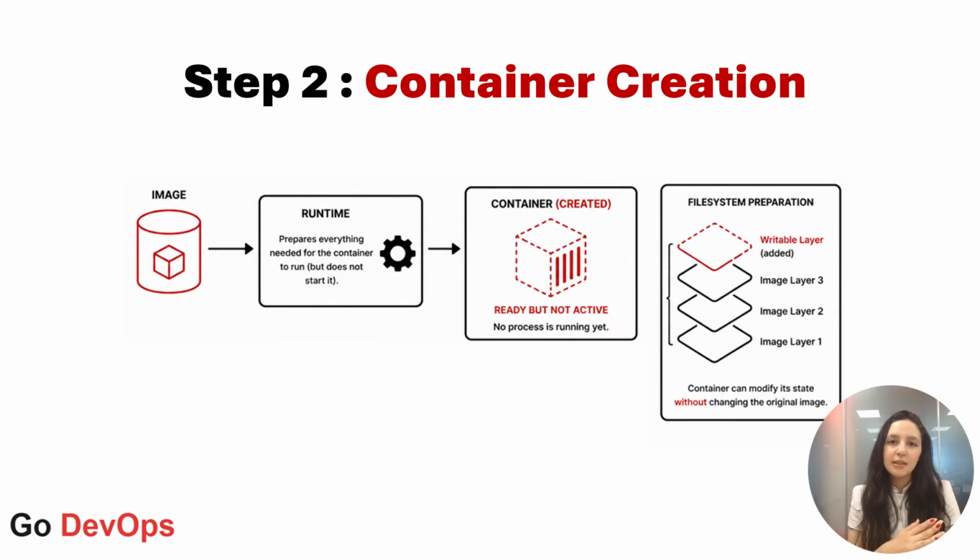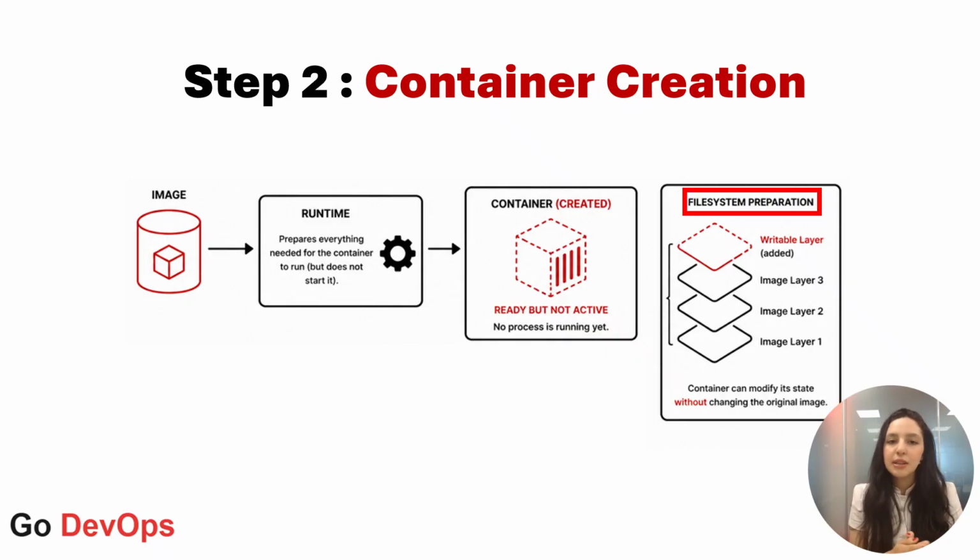The next step is container creation. This is where the image is turned into a concrete instance on the host. And when a container is created, the runtime takes the image and prepares everything needed for it to run, but without actually starting it yet. So at this stage, an isolated environment is set up, and this includes creating namespaces to separate the container from the rest of the system, and defining resource limits using control groups, so cgroups. And the file system is also prepared based on the image layers, and a writable layer is added on top.